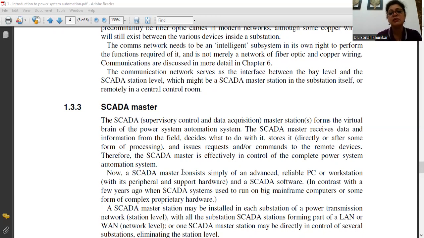Now, the SCADA master consists simply of an advanced, reliable PC or workstation, and the SCADA software is also there. SCADA is actually a big topic, so we will cover it later.